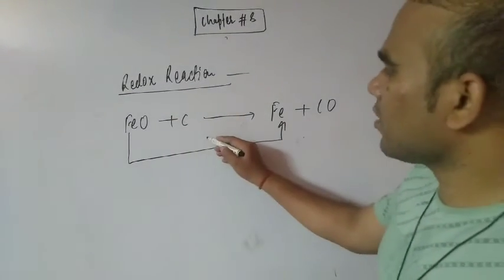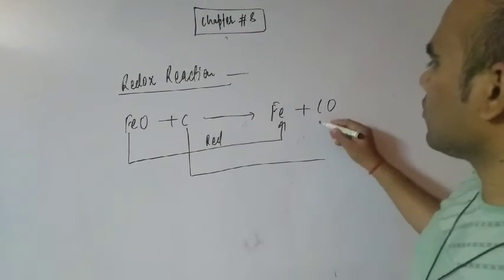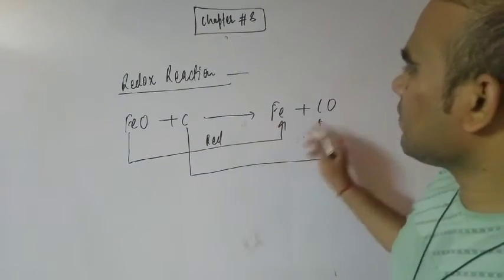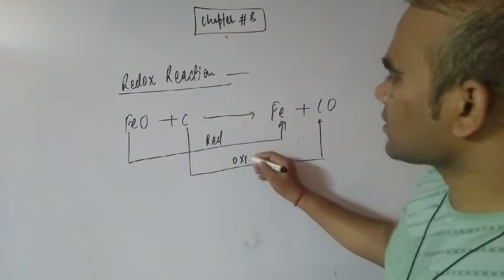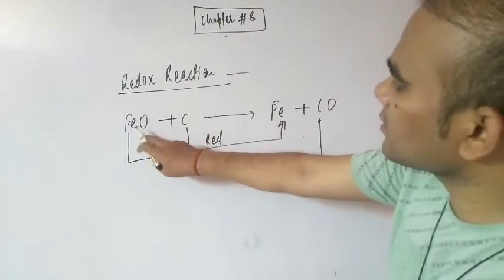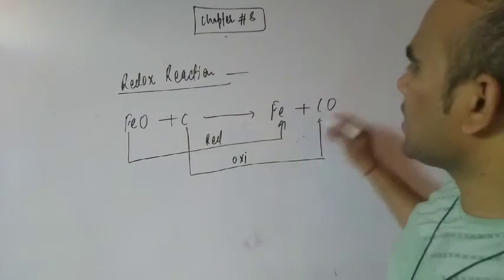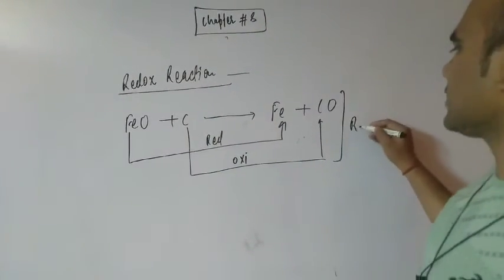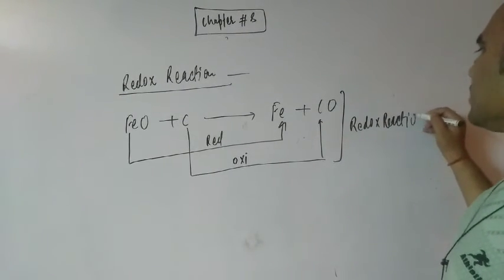So loss of electron means what, student? That is reduction. Carbon to carbon monoxide, addition of oxygen is there, addition of oxygen. So that is oxidation, and here loss of oxygen means reduction. So reduction and oxidation both are taking place. So this is example of what, student? That is redox reaction. That you have to keep in mind.